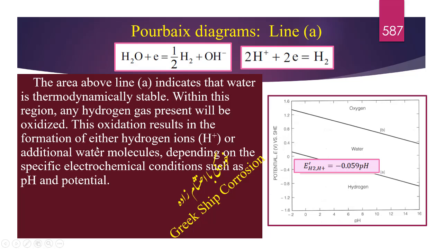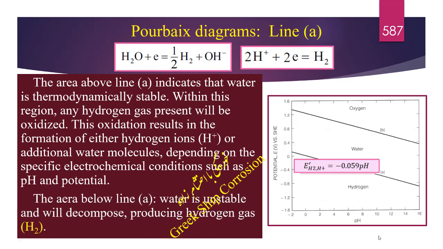This oxidation results in the formation of either hydrogen ions or protons or additional water molecules, depending on the specific electrochemical conditions such as pH and potential. In the area below line A, water is unstable and will decompose, producing hydrogen gas. Also, the equation of line A is E' equals negative 0.059 times pH.